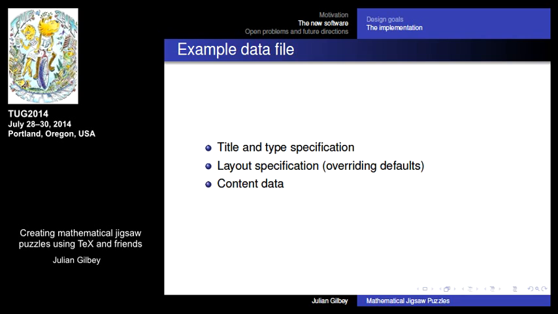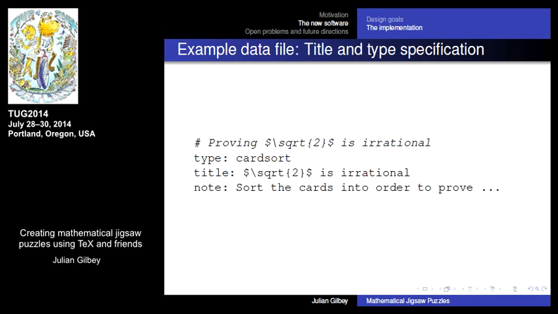So I'm going to show you an example of what data my colleagues would have to type. It has 3 parts to it. There's the title and what type of puzzle it is. There's the layout, if there's any, as we'll see in a moment, and the content. So the title says, okay, it's YAML, so hash in YAML is a comment. So the title is proving that square root of 2 is irrational. It's a card sort, which means it's going to come out as a series of cards.